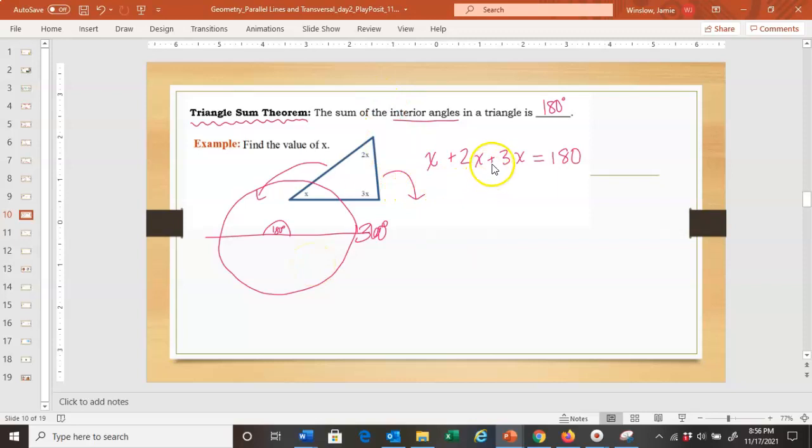Let's find x. 3 plus 2 plus 1 is 6. So then we'll divide by 6. X equals 30. X is 30. We're going to do this so often in here, we're going to be using the triangle sum theorem to find missing angles.